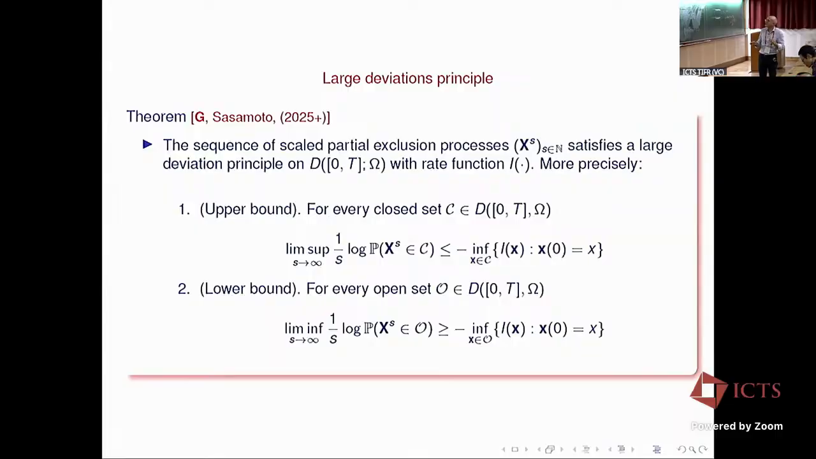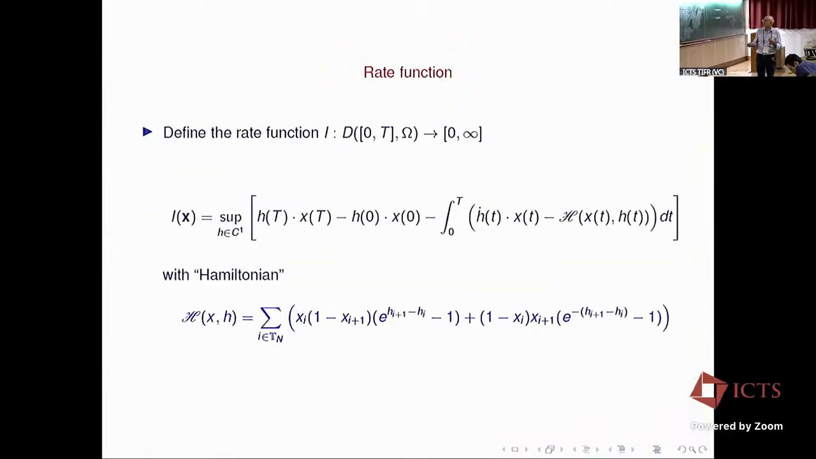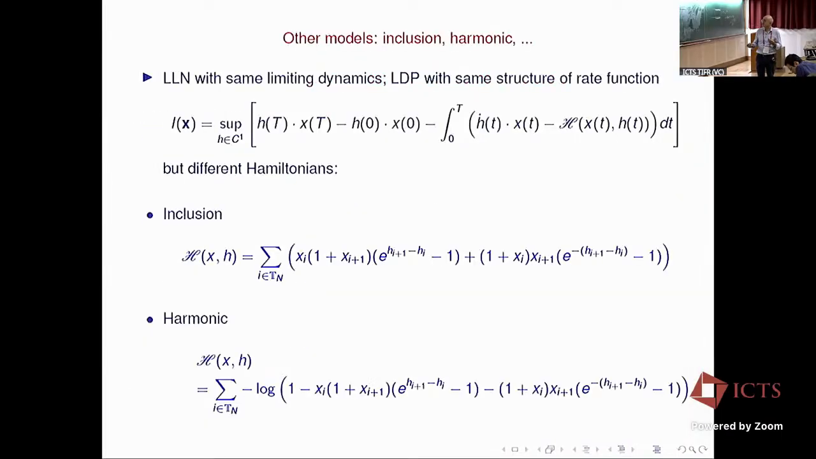But the precise statement is that we can prove rigorously a large deviation principle in the sense that for every closed set and for every open set, we have an upper bound and a lower bound with that rate function. For the other processes, the strategy is the same. The law of large numbers is the same. We will have a different rate function because we will have different Hamiltonians. So for inclusion, actually, again, we go from minus to a plus. That's all that we have to do.